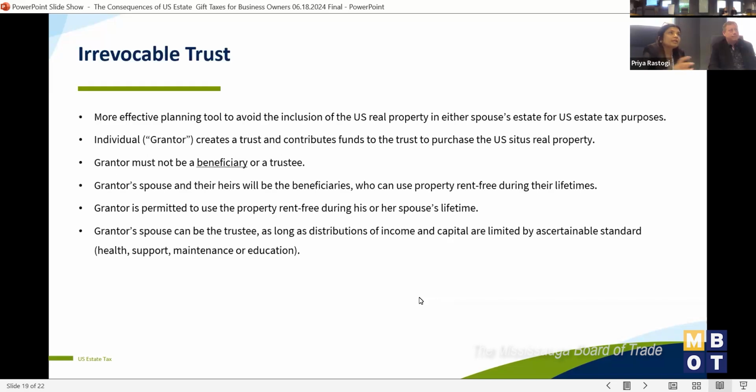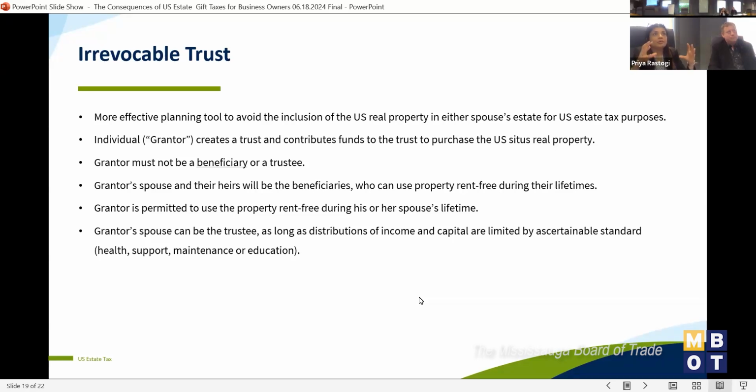Right. So the next trust, which we will just touch base on so that you understand, there are a lot of trusts that can come into the picture. The very common structure which we have been using in the US, especially for Canadians, is the irrevocable trust.